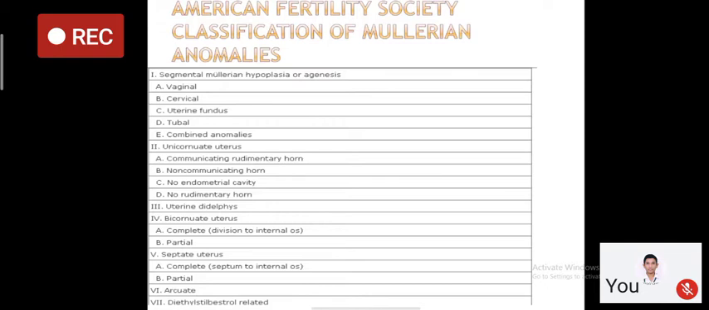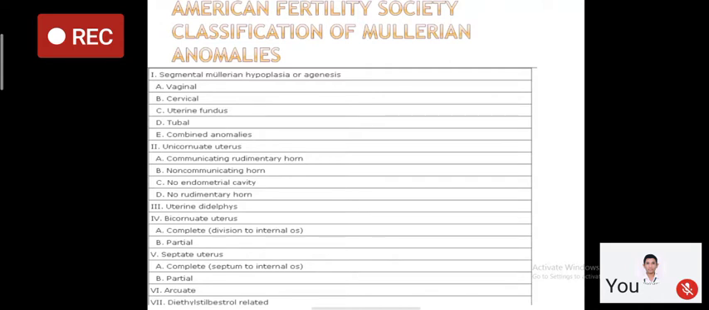Second is a unicornuate uterus. There could be a communicating rudimentary horn. There could be a non-communicating rudimentary horn. There could be no endometrial cavity and no rudimentary horn. Third is the uterine didelphys. Okay, uterine didelphys.